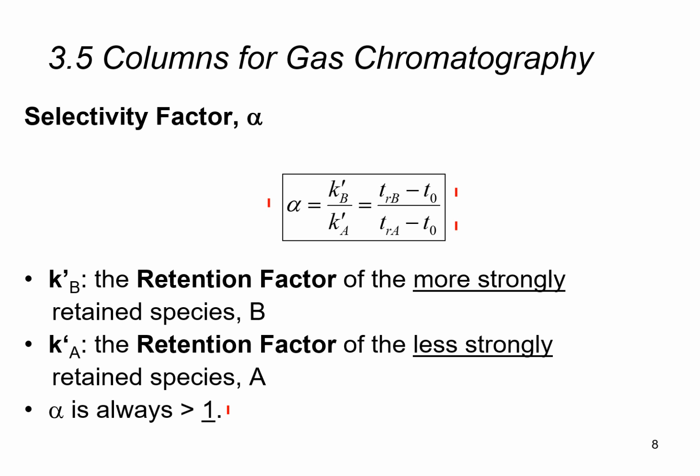So what that tells us is that if that is the case, that column is definitely not suitable for that particular analysis. What we would like, therefore, is that the selectivity factor is somewhat greater than 1. Because if it's greater than 1, it means that the column is very well able to differentiate or separate B from A. Of course, the larger the selectivity factor, the better, because it means that the ease of separation or the ease of differentiating between these two compounds is much better when we use this column.